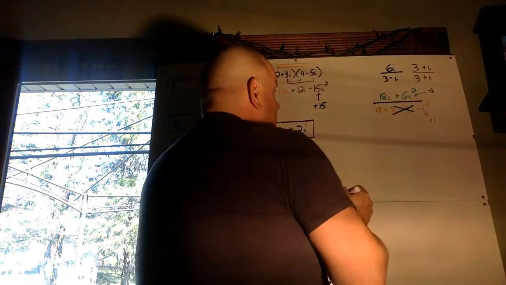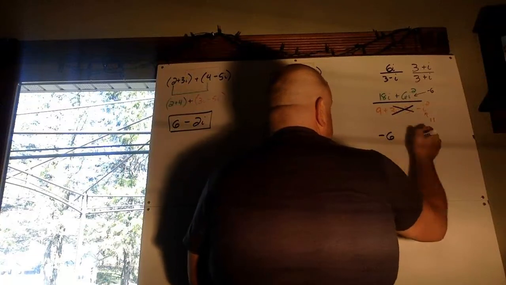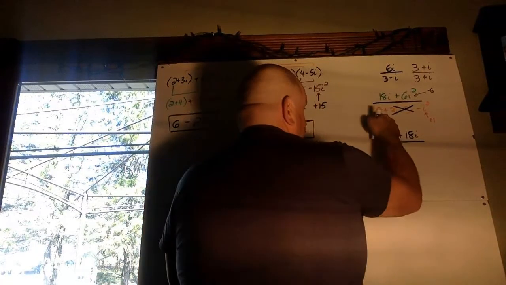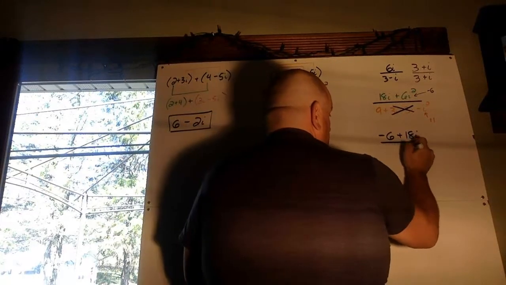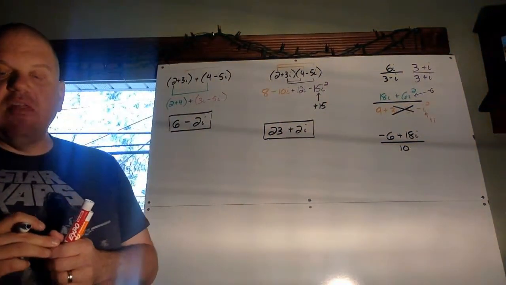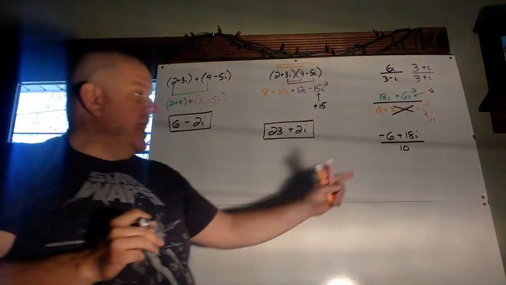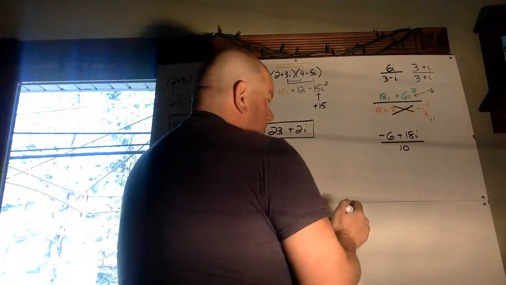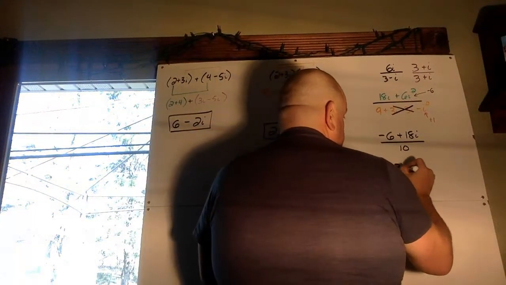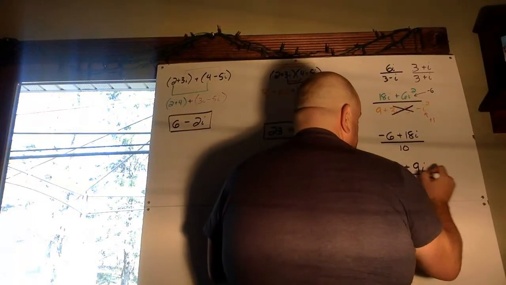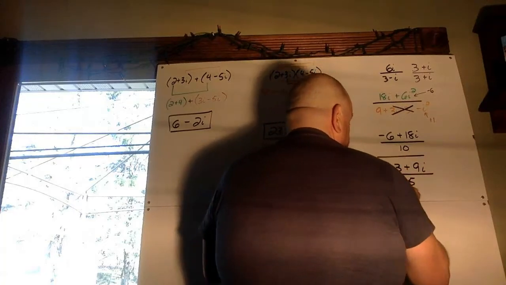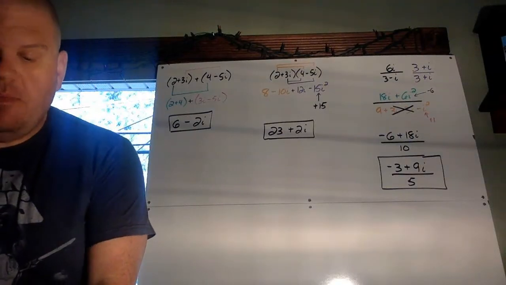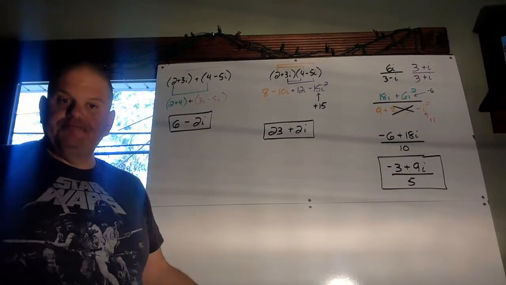So on top, I get negative 6 plus 18i. On the bottom, I get 9 plus 1, which is 10. And then I look to see if I can reduce that. I've got negative 6, I've got 18, and I've got 10. All of those can be divided by 2. So my final answer would be negative 3 plus 9i over 5. Always reduce that at the end, and the reduction has to come from all of the terms. Okay?